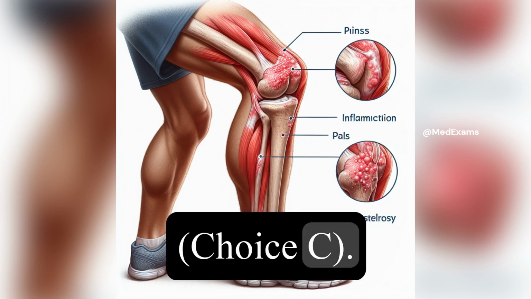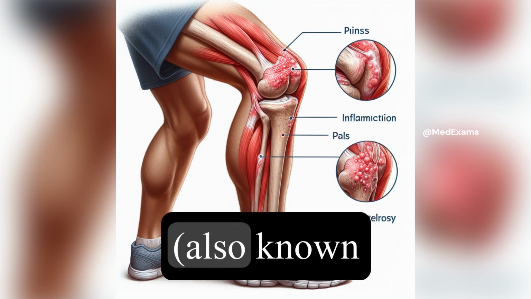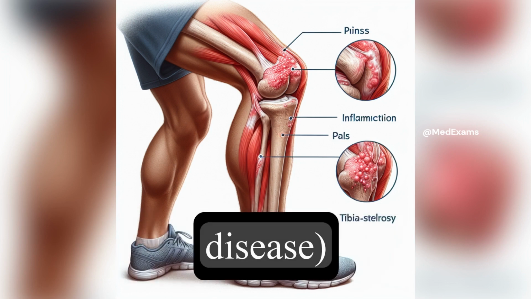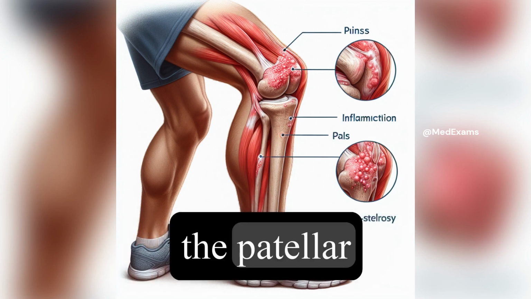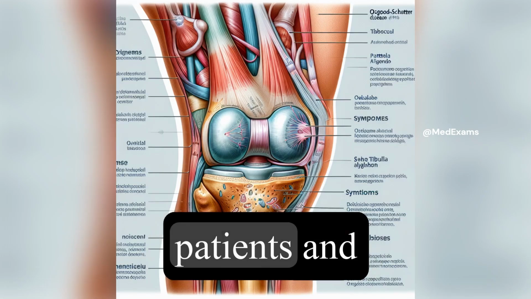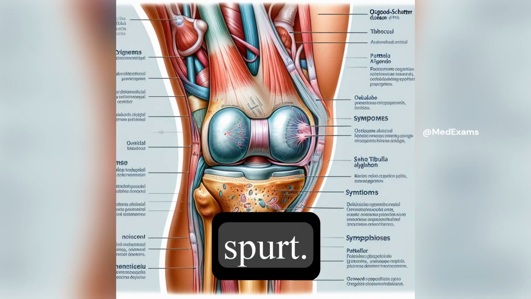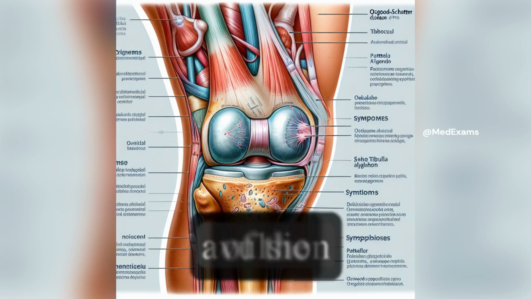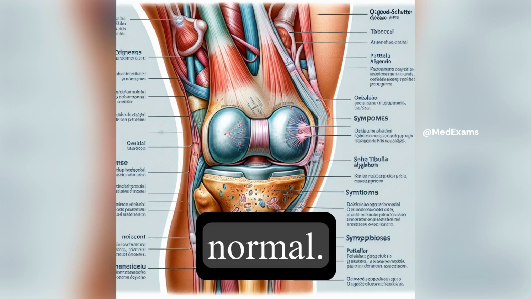Choice C. Tibial tubercle apophysitis, also known as Osgood-Schlatter disease, causes pain at the insertion of the patellar tendon. It usually occurs in adolescent and pre-adolescent patients and frequently follows a rapid growth spurt. X-ray may show avulsion of the tubercle, but the femur is normal.